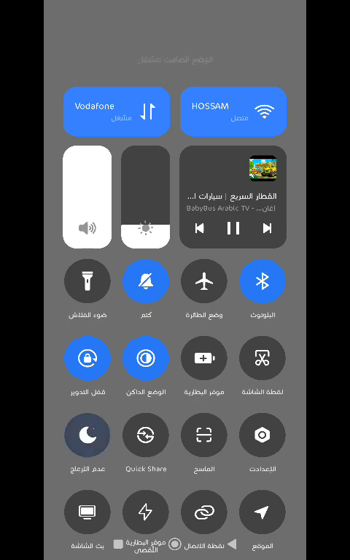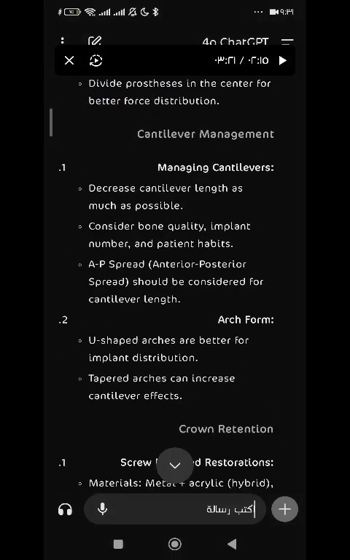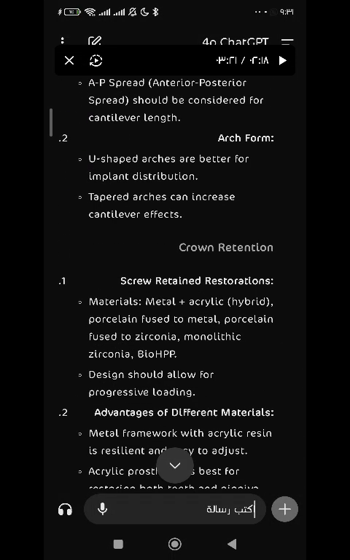12. Arch form. U-shaped arches are better for implant distribution. Tapered arches can increase cantilever effects.